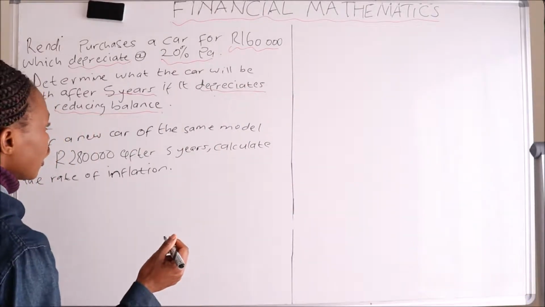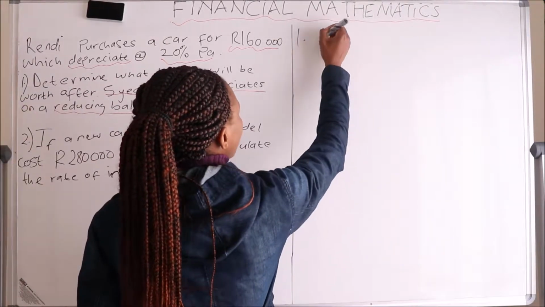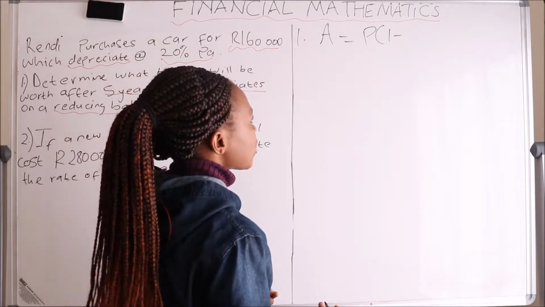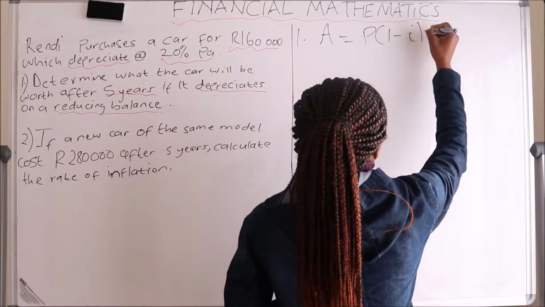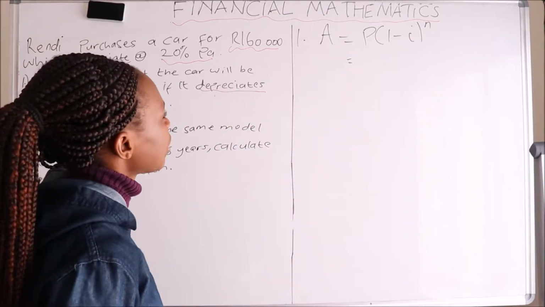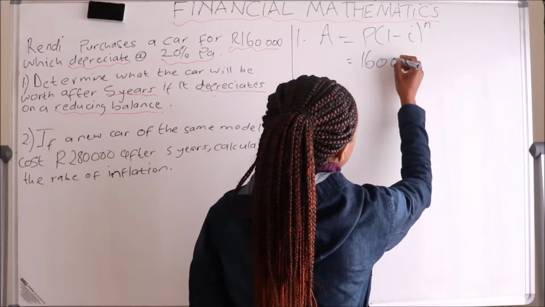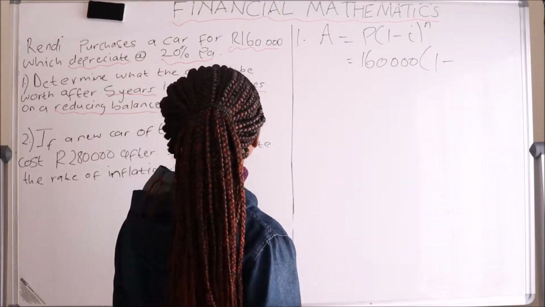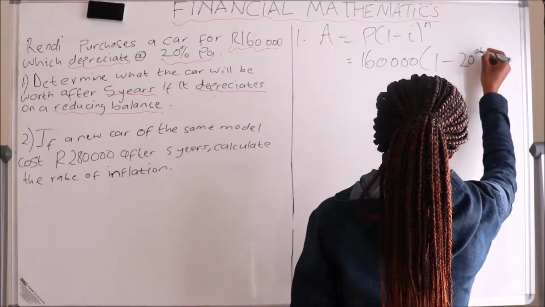For number one, the equation will be A equals P into 1 minus i, to the exponent of n. It won't be a plus because it's actually depreciating. P, which is the initial or principal amount, is 160,000 in this case, times 1 minus 20%, because the car will be depreciating at 20% per annum.